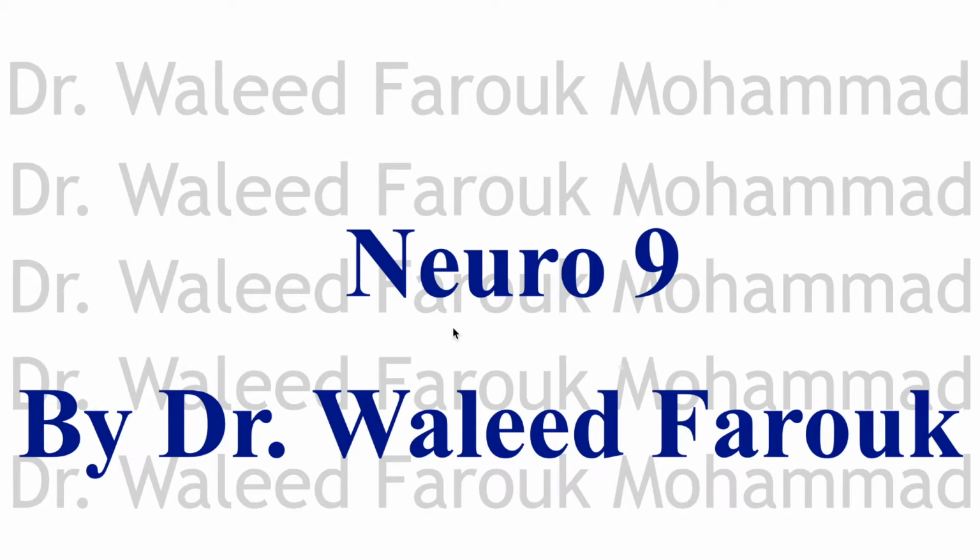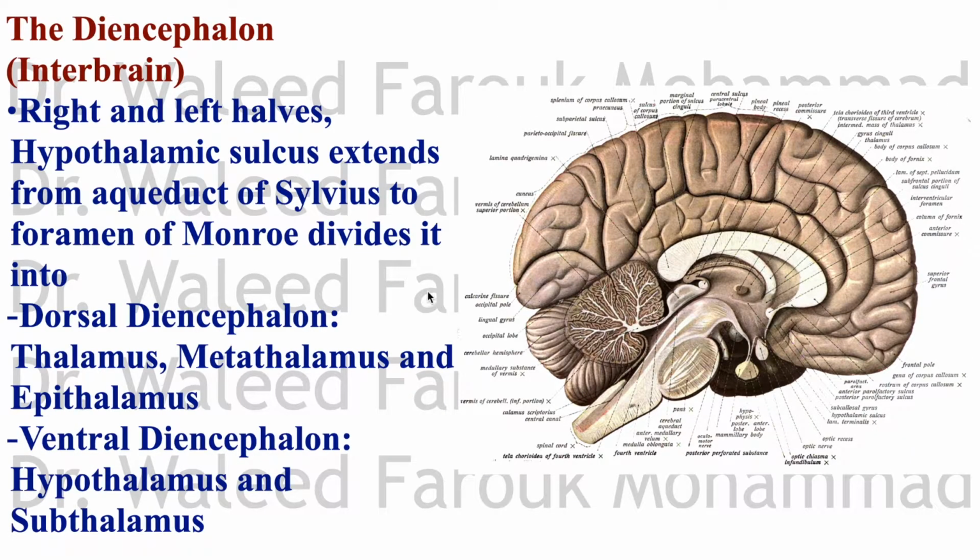Today's lecture is about the diencephalon, so let's begin. Generally we call the diencephalon the thalamus, but to be precise, the thalamus is part of the diencephalon, because the diencephalon has parts other than the thalamus. It's composed of right and left halves. This is the diencephalon, as you can see here. All this is the diencephalon.